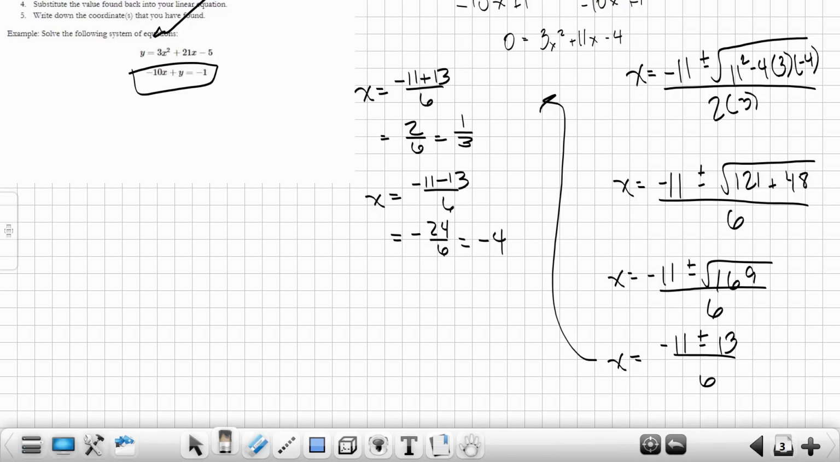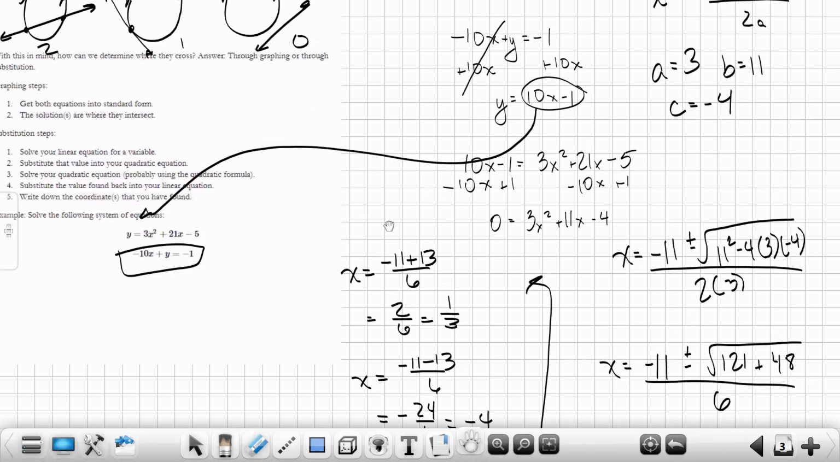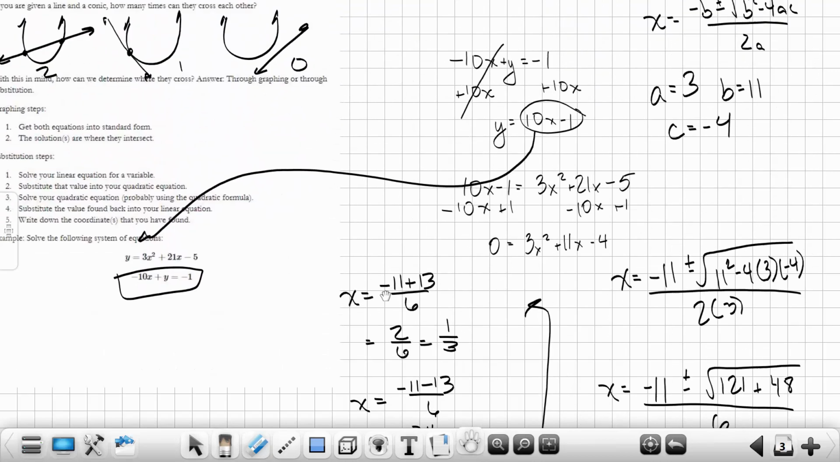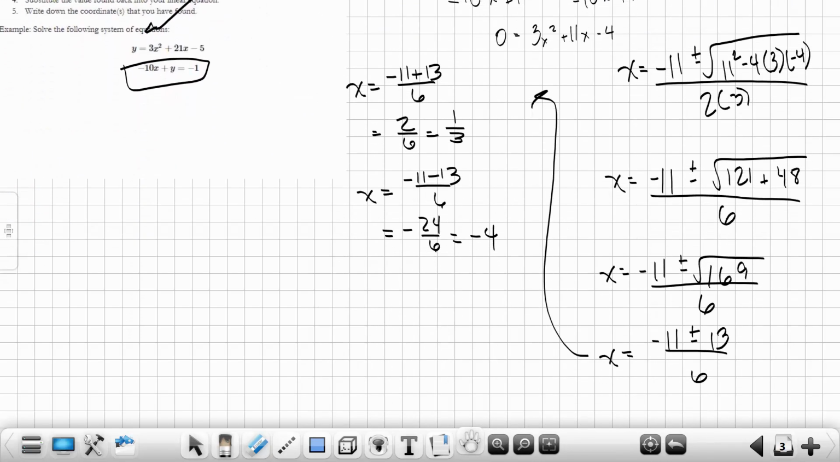So I'm going to plug it into the easier one. The easier one is the line, most often. The line is y equals 10x minus 1. So I take that x value, I plug it in. So I have 10 thirds minus 1. One of the x's was 1/3, so I plugged that in.